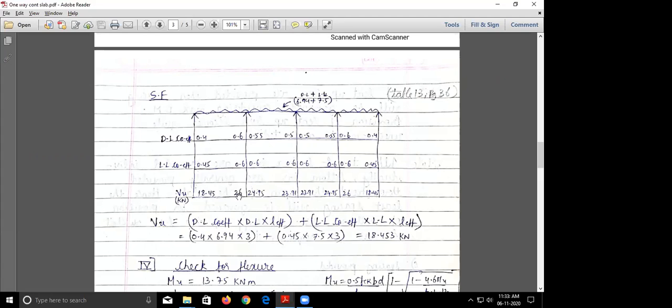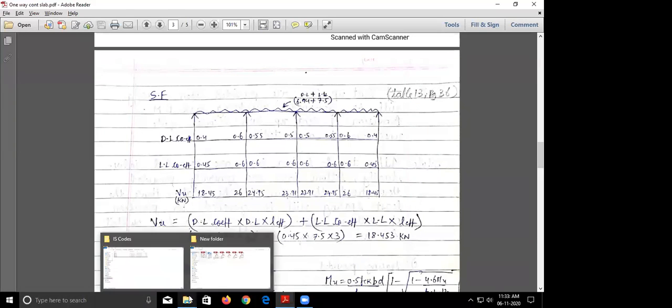Similarly at this point you will get, at this point you will get. Once you have written this value here, the same will remain here, and once you find out here, the same will remain here, and then you will have to find out at this point. These two will remain the same. Is this clear everyone? Shear force and bending moment. So this is the only difference as far as your simply supported slab and continuous slab is concerned. Just the analysis part is a little different, how to find out the bending moment and shear force.